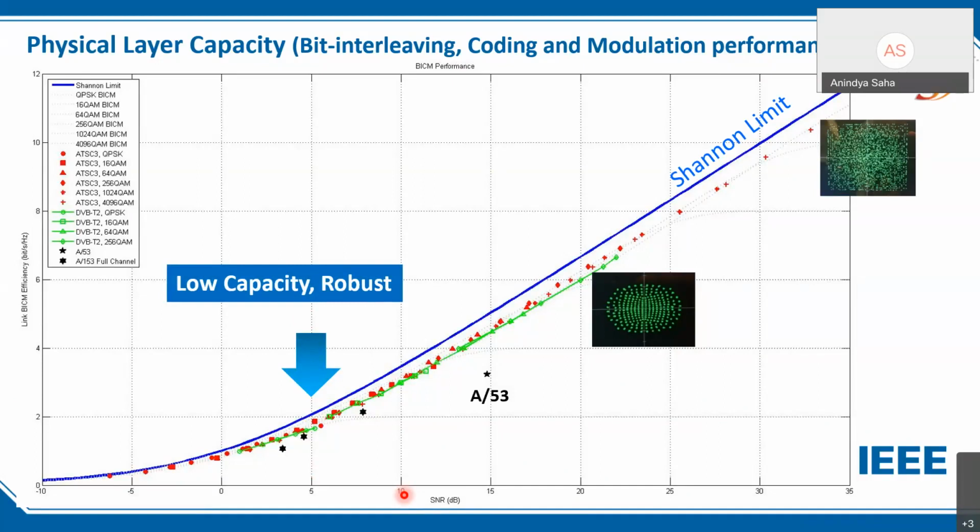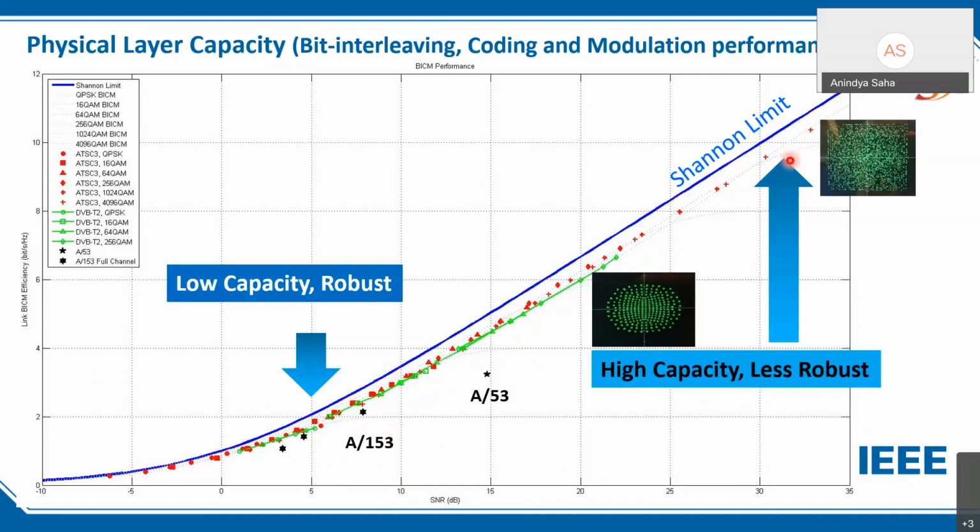At one end we have very low capacity, and these are very robust possibilities, with lower spectral efficiency at lower SNR. As you go to the higher end, you have very high capacity modulation and coding rate combinations, but they are less robust. So this standard gives you the flexibility to go from low capacity, robust modulation and coding methods towards high capacity, less robust methods.